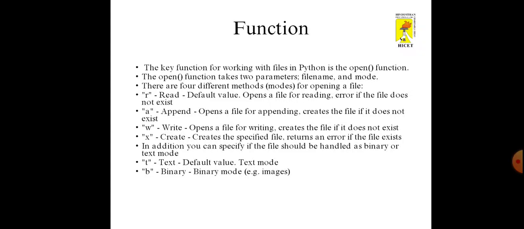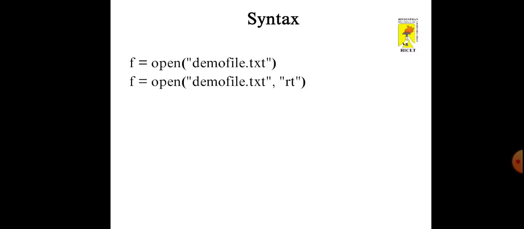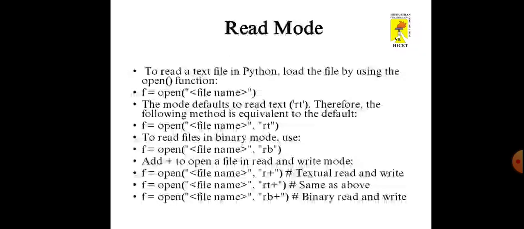The syntax for creating and opening a file is f equal to open file name.txt, and the second parameter is the write mode. Read mode: to read a text file in Python, load the file by using the open function. Whenever you do any operation, first you have to open the file. f equal to open, inside the parenthesis and quotes you mention the file name. The mode defaults to read text.